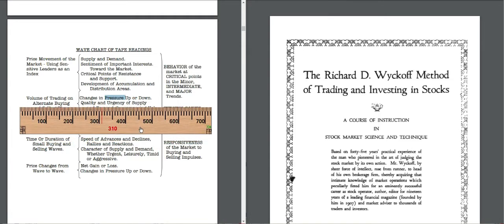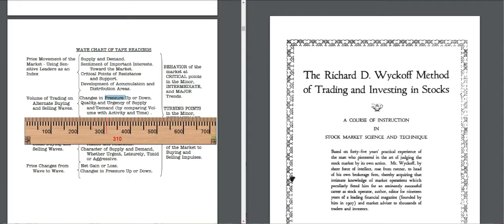And changes of pressure up and down. Quality and urgency of supply and demand by comparing volume with activity and time is very important. The quality, this is really important. What is meant by quality?